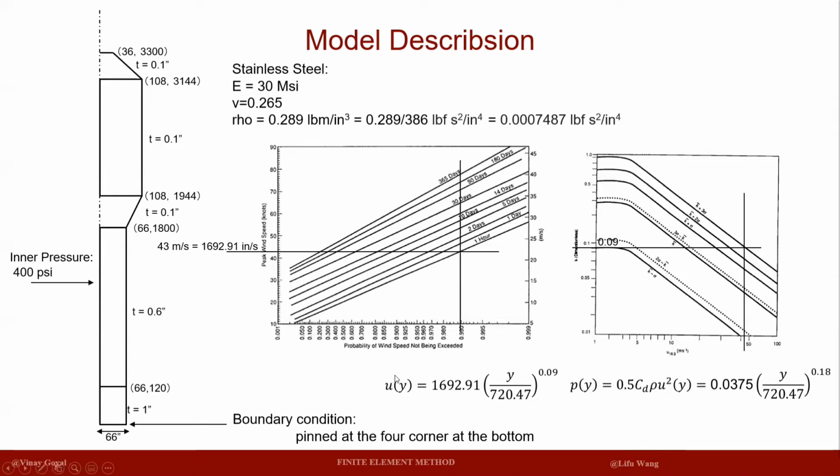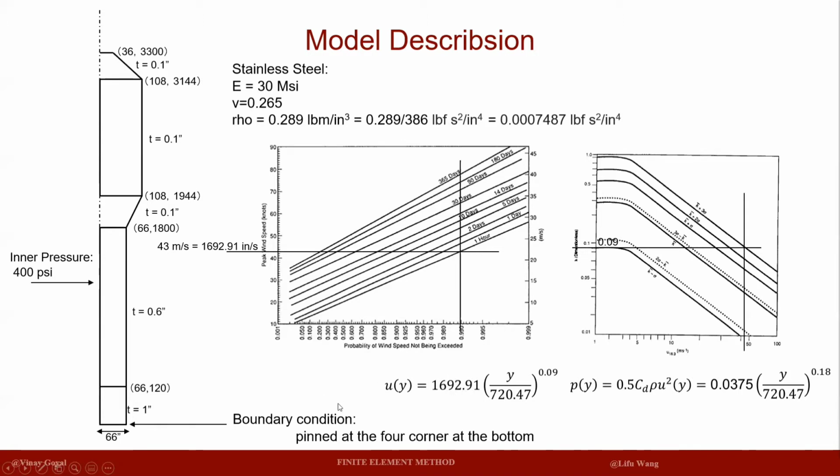And the velocity after unit conversion, you should have this value, and the pressure is just 0.5 times CD, which we assume to be 1, times rho times u squared, which is this number. Double check these numbers because I may have made some mistakes during the conversion. And also this gives you the k, which is the exponent, and the initial velocity, which is this number.